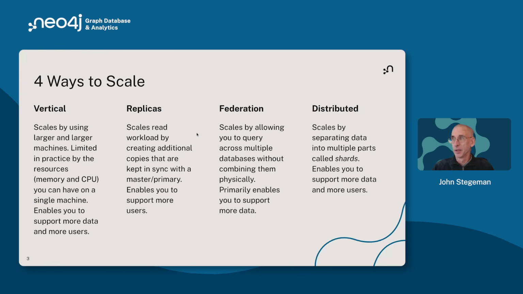Number one is vertical scalability. So what is vertical scalability? Vertical scalability is just running your database on bigger and bigger machines as your need for scale grows. So when you get more data, more users, more complex workloads, you throw some more memory, some more CPU, and some more disk at the problem.